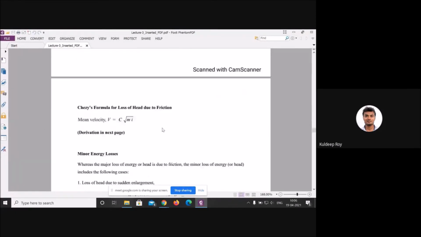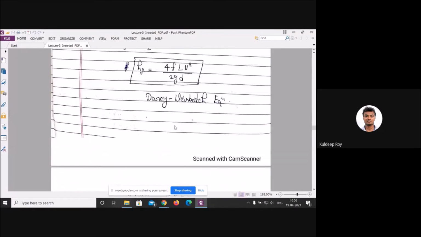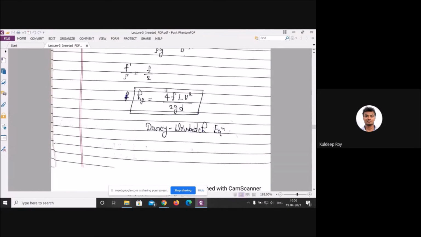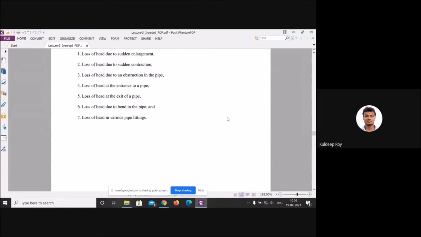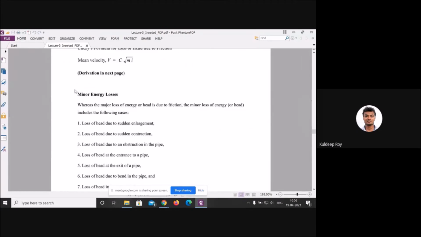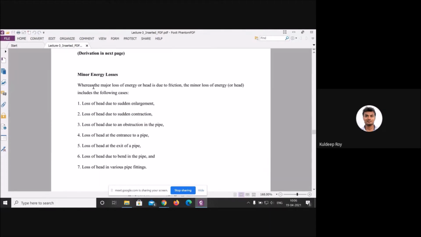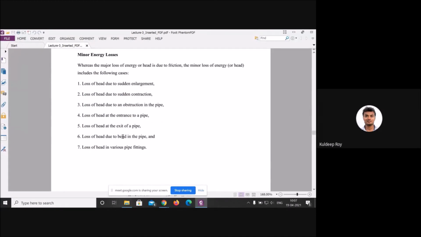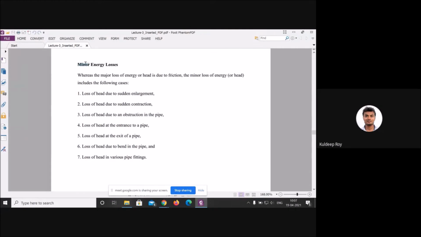But in the case of the Darcy-Weisbach equation, he derived it in terms of the frictional factor. The frictional coefficient is F. Now coming to the second, the minor energy loss. In the minor energy loss, as I already told, if there is an enlargement or contraction, or any kind of bend, or any loss at the exit or entrance, all of this comes in the category of minor losses.